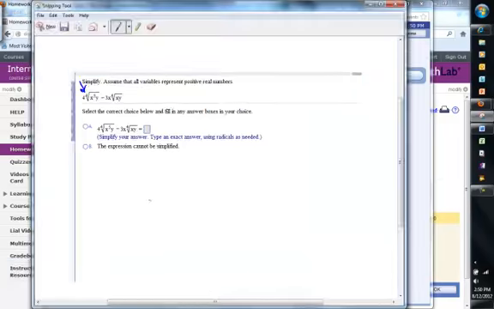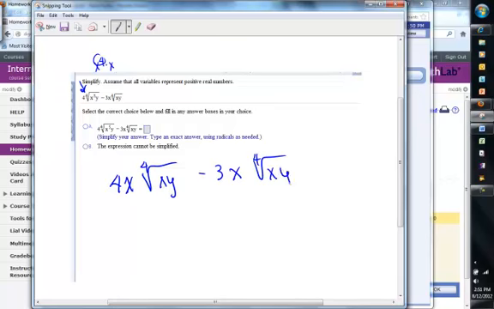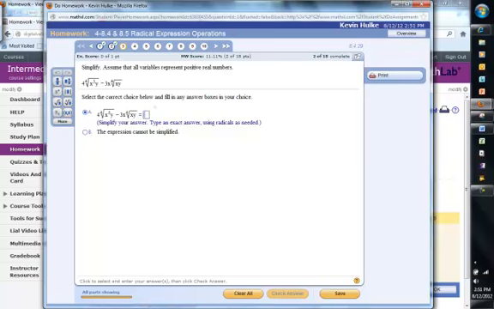Now we're doing fourth roots. The fourth root of x to the fifth, well, that's x to the fourth times x, and the fourth root of x to the fourth is x. So it's 4x, fourth root, xy, minus 3x, fourth root, xy. 4x minus 3x is 1x, or just x, fourth root, xy.